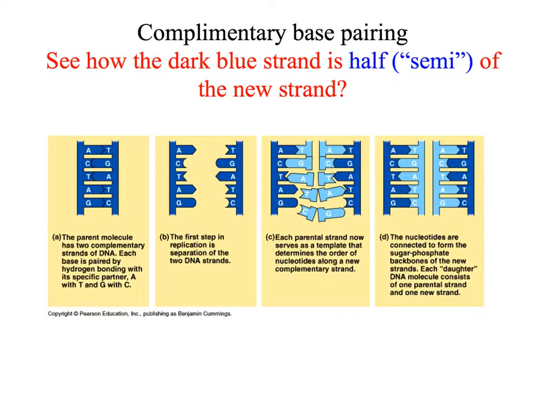The semi-conservative model best explains the process of DNA replication. Parent model, first step in replication is going to separate the strands. It does say right there. See how the dark blue strand is half of the new strand.